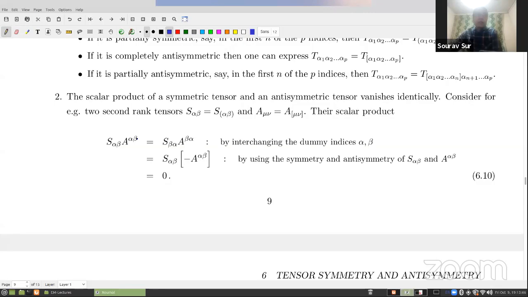Then you take the scalar product. Since they are dummy indices, you can use whatever symbol you like. So instead of alpha, you can use beta here, and instead of beta, you can use alpha here. It's your choice, because they will be ultimately summed over. If you interchange the symbols alpha and beta, the thing will remain the same. But A beta alpha, because this is antisymmetric, is minus A alpha beta. So that means S alpha beta A alpha beta is minus S alpha beta A alpha beta.